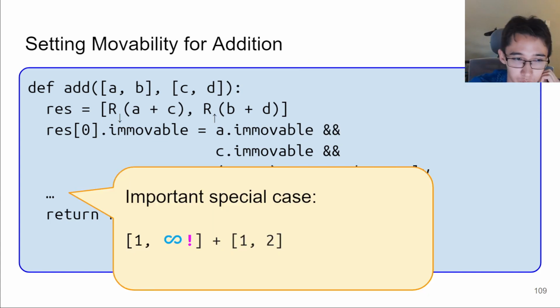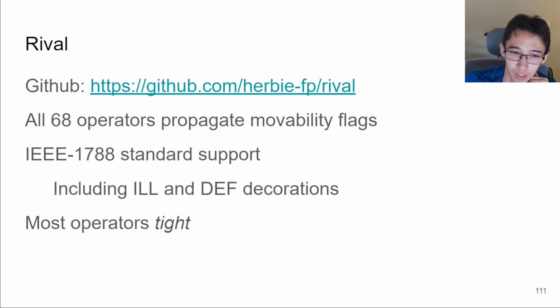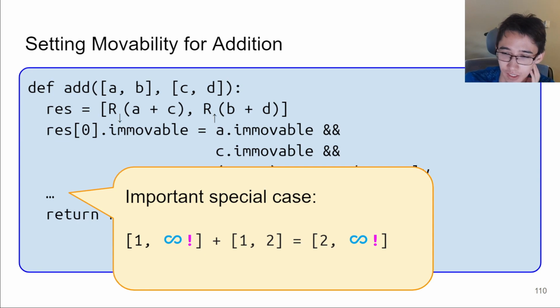But we also have some special cases that I'm going to elide here. So one of these important special cases is when we have 1 to infinity. And this will result in the interval 2 to infinity, but you'll see here that the infinite endpoint is still immovable, because anything plus infinity is still an immovable infinity. This is important because if you recall from our old example, we set immovable infinities on overflow, so we want to make sure those propagate well through the computation.